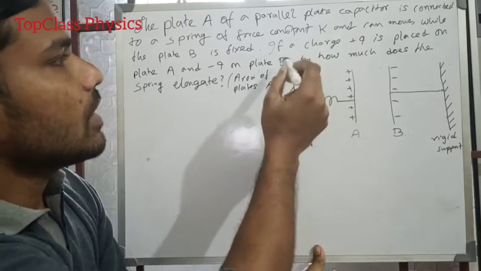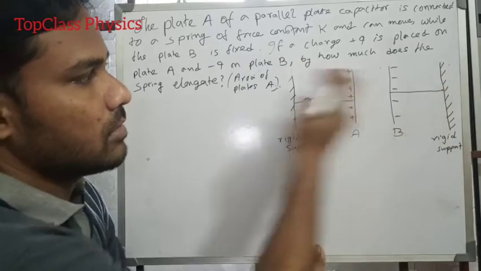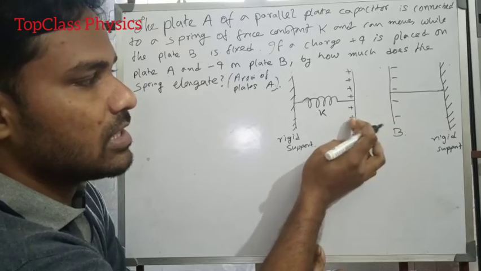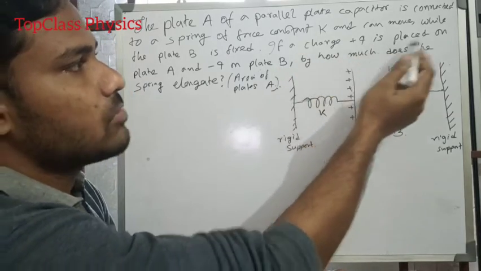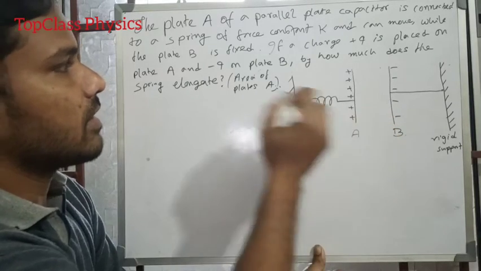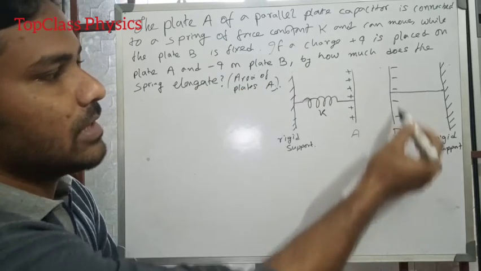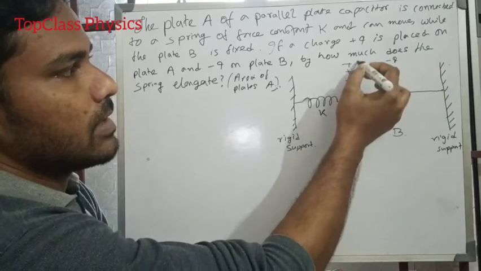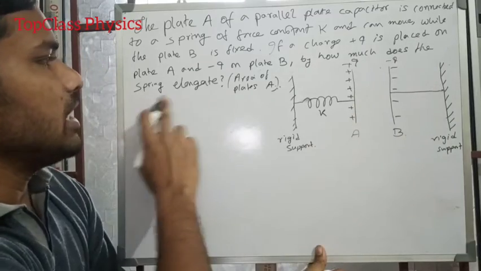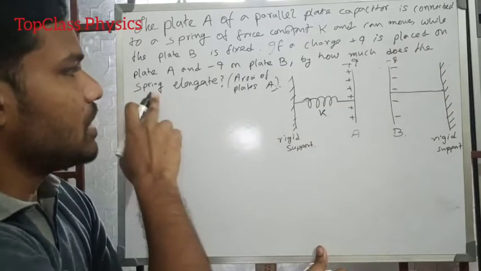Okay, if a charge plus Q, and you can see this is a rigid support, these are rigid supports, they can't move. Only this plate can move. If a charge plus Q is placed on plate A, the plus charge is given here, and minus charge, minus Q, on plate B, these charges are given. By how much does the spring elongate after giving these charges?